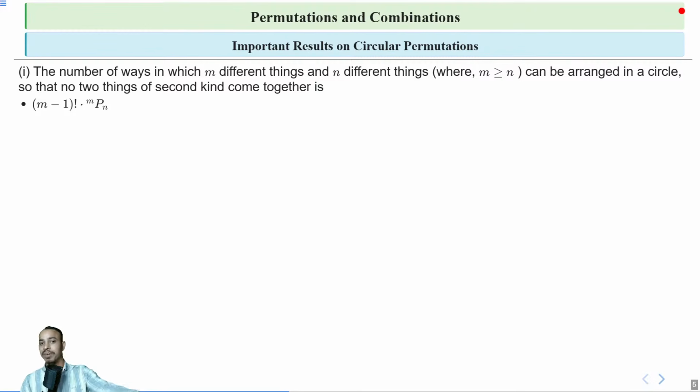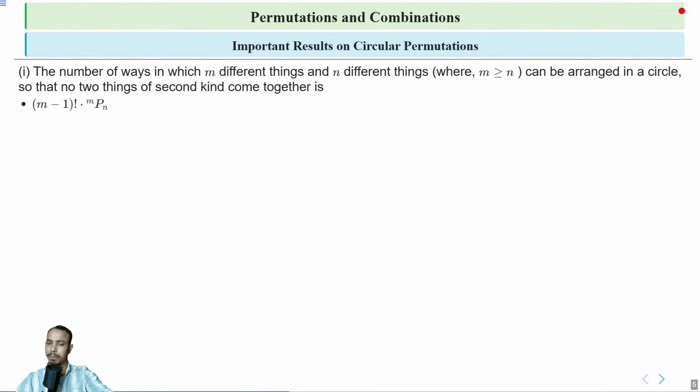You have m different things. What is the number of circular permutations of m different things? Here we consider clockwise and anti-clockwise as different, so the number of circular permutations of m different things is (m minus 1) factorial. Clear?